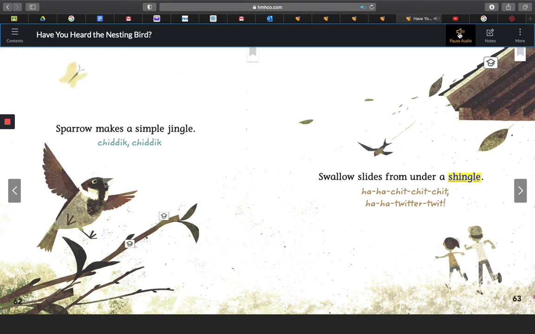Sparrow makes a simple jingle. Chittick, chittick, swallow slides from under a shingle.